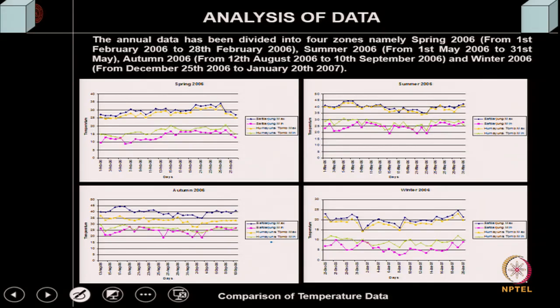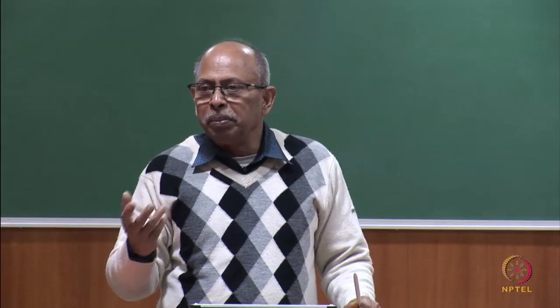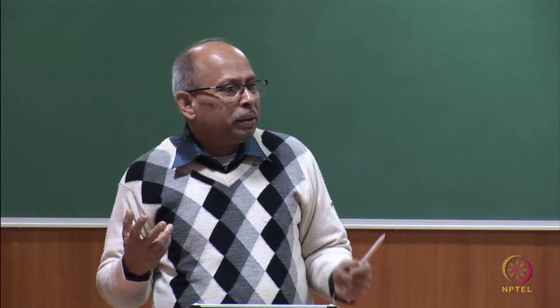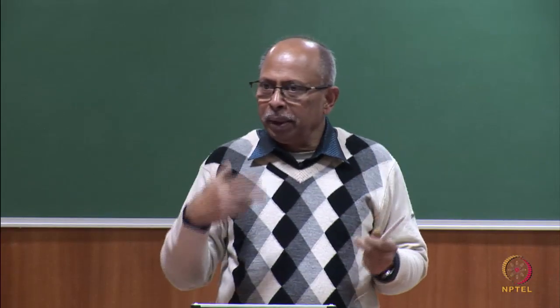So, if you store all the data, this is how it looks: spring, summer, autumn and winter. It was measured throughout the year. So, typical ones are taken. Now, we also collected data simultaneously from the newspaper. Safdarjung airport data is available. Two stations are there in Delhi, one is Palam, another is Safdarjung.